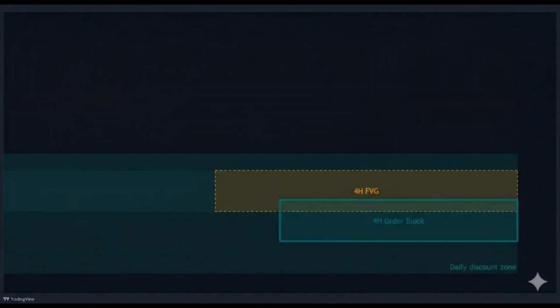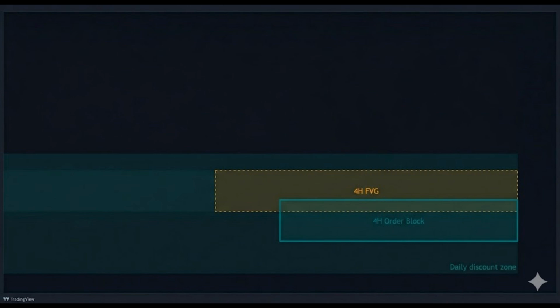Step 3. Dropping to the 4-hour chart to find the SMC confluence zone. I'm looking within the area that corresponds to the daily discount zone on this chart. I can see a 4-hour order block here, the last bearish candle before the impulse that broke structure. And above it, partially overlapping, there is a fair value gap from this 3-candle sequence, the gap between the wick of the first candle and the wick of the third.